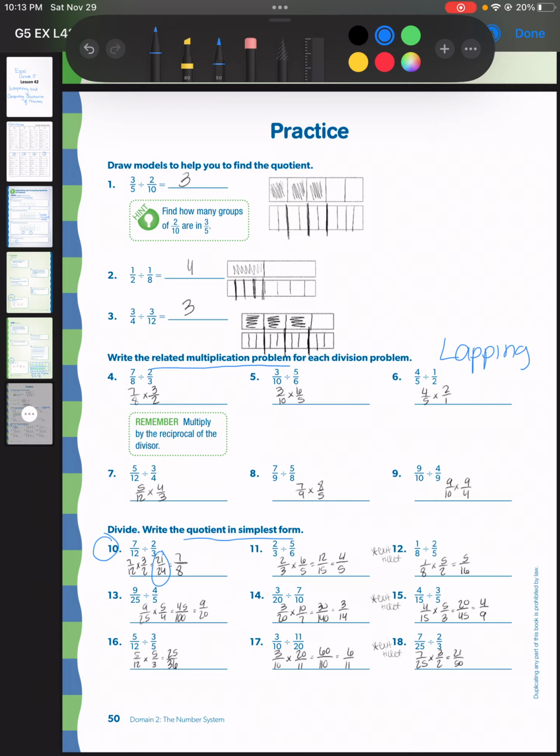So in this lesson today, there are a few things that you want to make sure you pay attention to. One, students are drawing correct models. And two, students are able to write related multiplication problems. When students are able to land those two skills, that will support them in mastering the skill of dividing fractions.